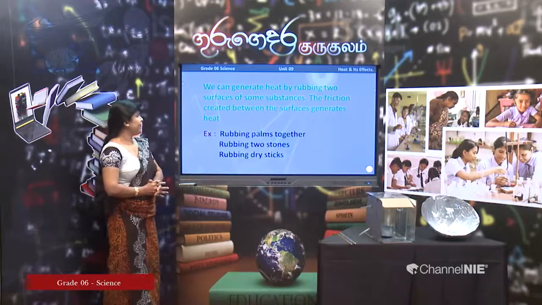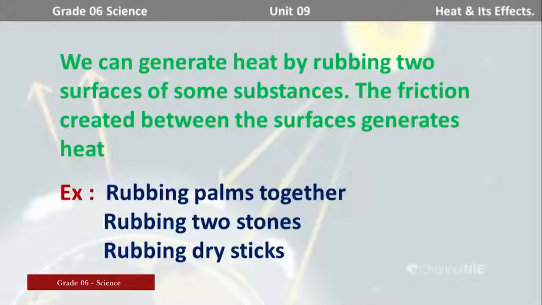We can generate heat by rubbing two surfaces of some substances. The friction created between the surfaces generates heat. Examples: rubbing palms together, rubbing two stones, and rubbing dry sticks.